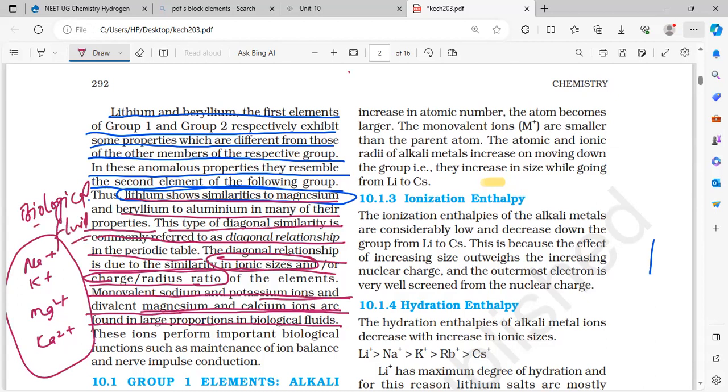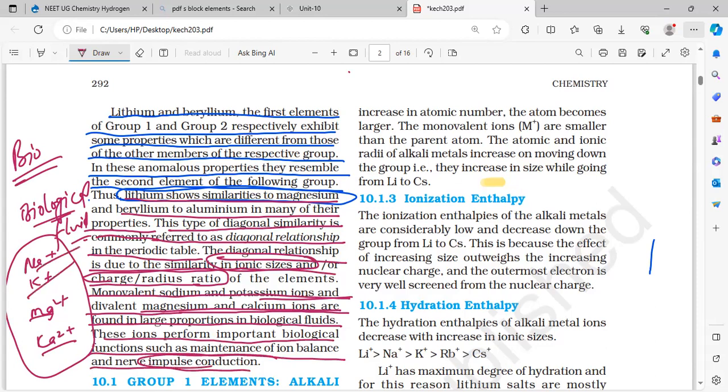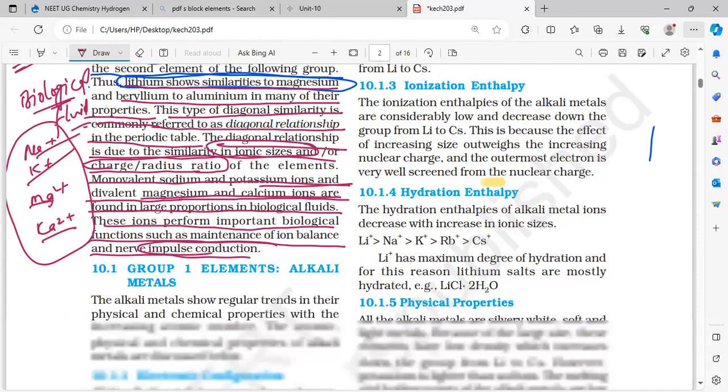You must have studied this in biology also. The sodium-potassium pump. Calcium and magnesium are in the bones. These ions perform important biological functions such as maintenance of ion balance and nerve impulse conduction. So the nervous system requires sodium and potassium. Yes or no?